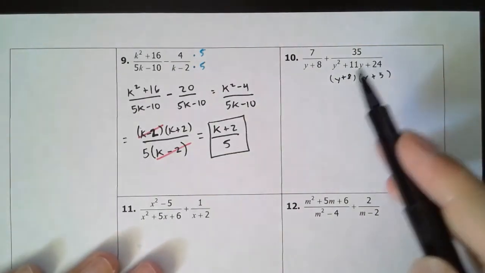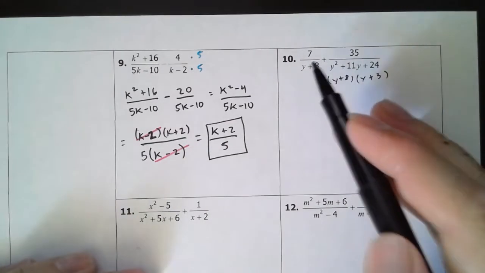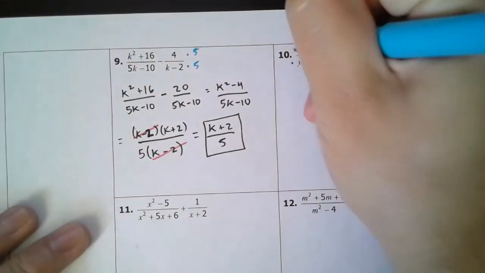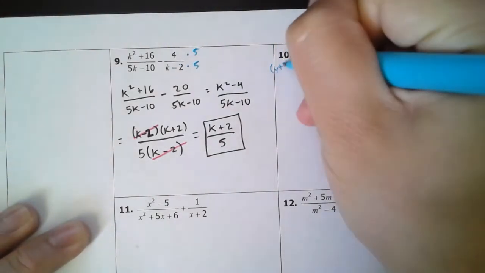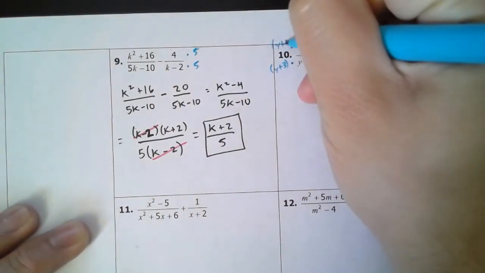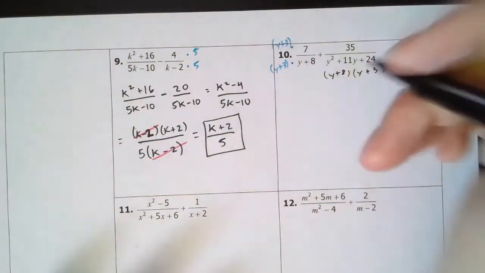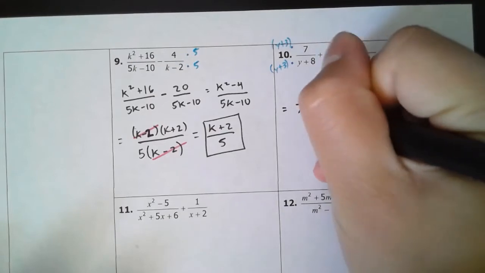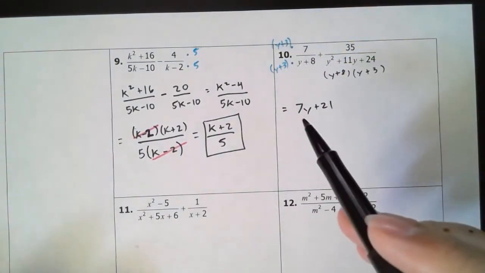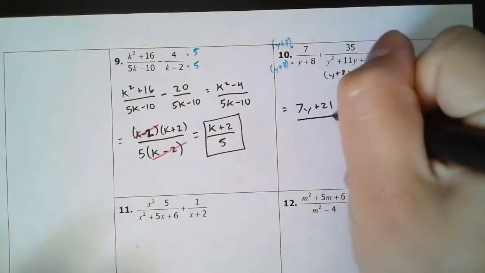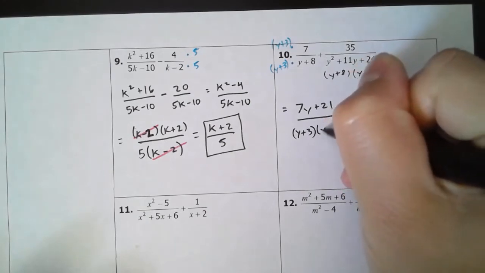So this is equal to y plus 8 times y plus 3. I have y plus 8 right here. So then that means I can multiply this top and bottom by y plus 3. And then that's going to give me the same denominator. So I get 7y plus 21, right? That's 7 times y plus 3, over, and we can leave it factored because we're going to be simplifying anyway.